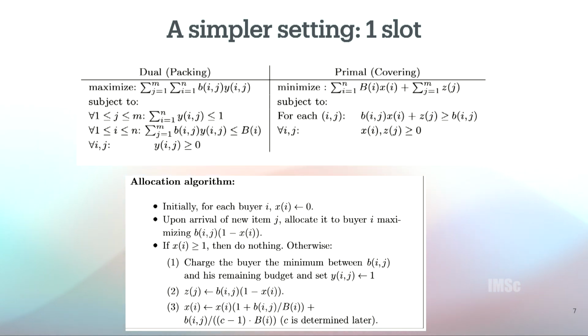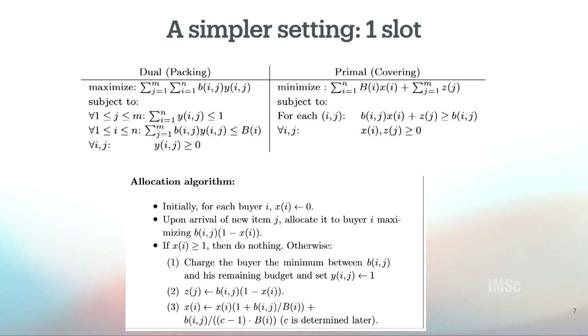Which first? Charge the buyer the minimum between. So, if your xi is greater than or equal to 1, do nothing. If xi is less than 1, between 0 and 1, then you are seeing who this item should go to. You are going to give it to the person who has bid the highest. We saw in that auction setting that these matchings are also auction inspired in that way. So, you give the item to the person who has bid the highest.